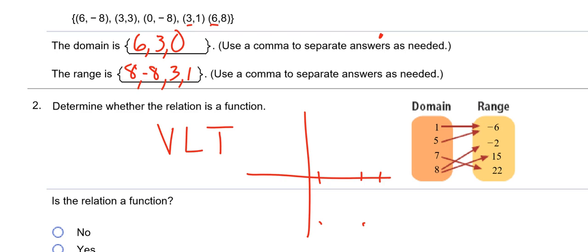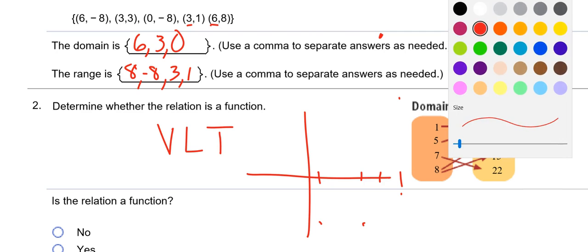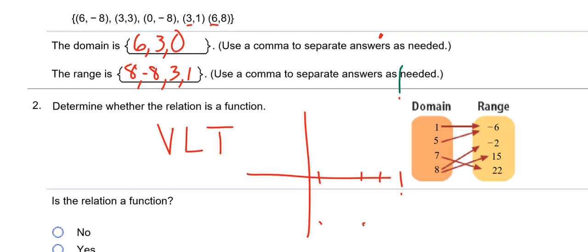Let's not do that. Okay, then we have 8, -2, and 8, 15. And lastly, we got them all. Anything fail the vertical line test? Yes? Right there. We got a problem, right?